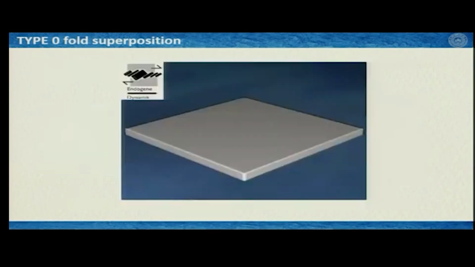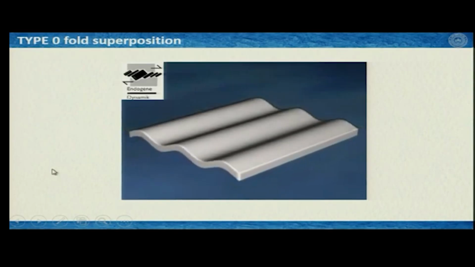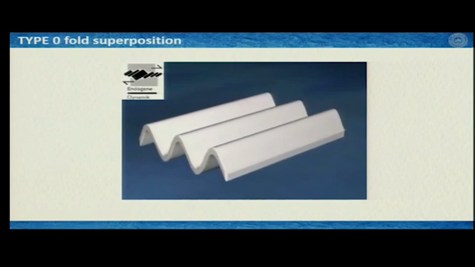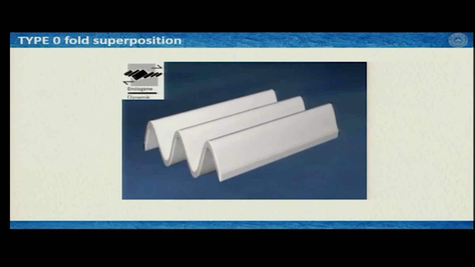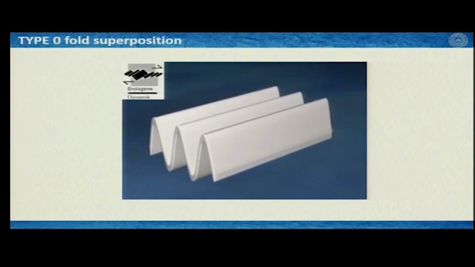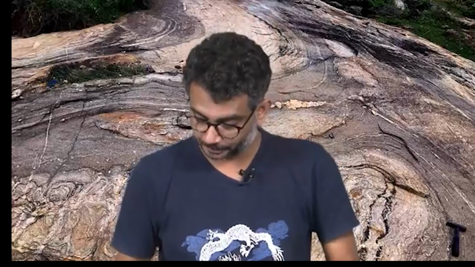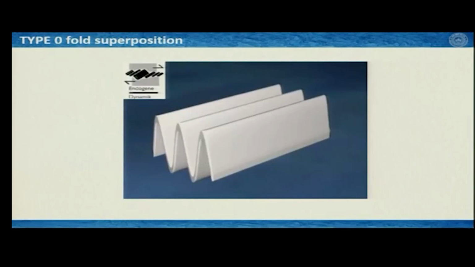Now, here is a short movie. You can see how it works. So, you see here the fold gets tightened and tightened and tightened, but it can happen episodically. That means the deformation can stop and then it can start again, but without changing the orientation of the principal axis of stresses or the direction of layer parallel compression.